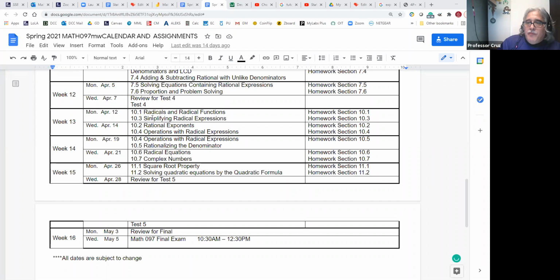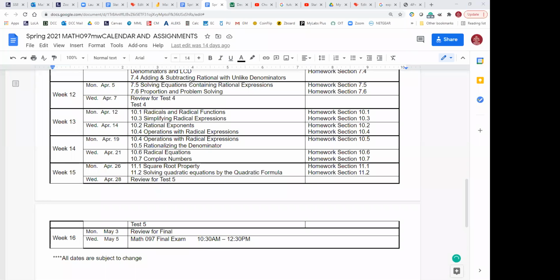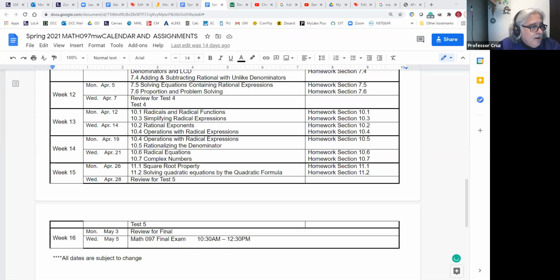Okay, so we're looking at 10.1, 10.3. Those are fairly short for the most part, but I'll try to go through them slow so we can take advantage of every opportunity to learn these objectives that we have to deal with in here.